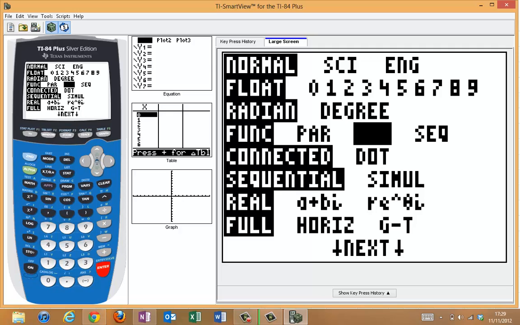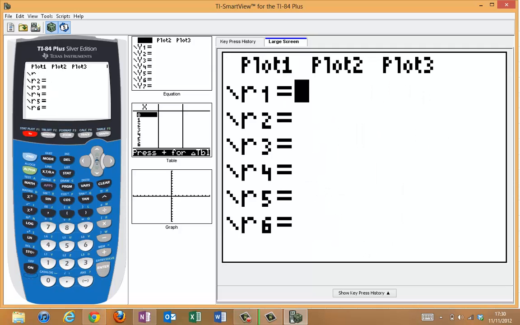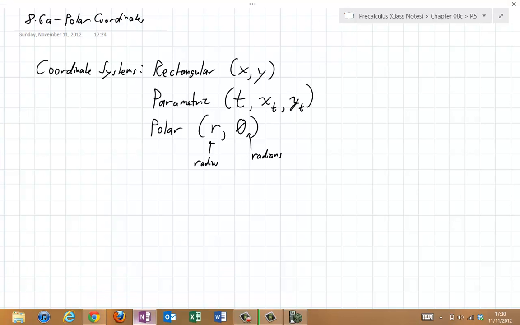If I hit enter on the polar, and I go to y equals, I now have a new set of ordered pairs. I'm going to be plugging equations in terms of theta. And if I press the X button, it's now going to pop up with a theta. That's one change that we're going to make. You guys can play around with that at your leisure. Let's go back to the grid.